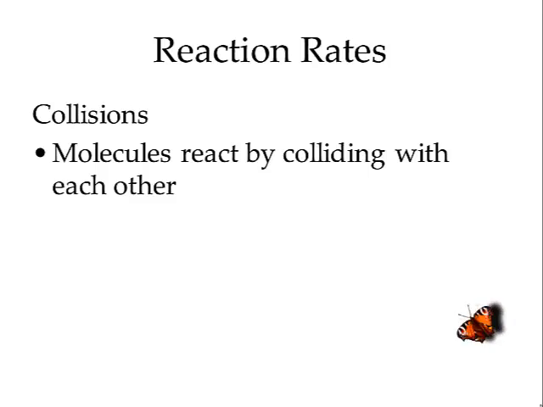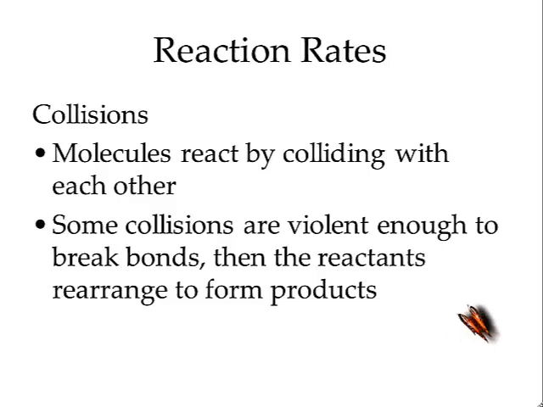The first part is that reactions occur by molecules colliding with each other. If molecules don't collide, you don't get a reaction. Some of these collisions are violent enough to break the bonds in the original molecules, and then the reactants can rearrange to form the products.